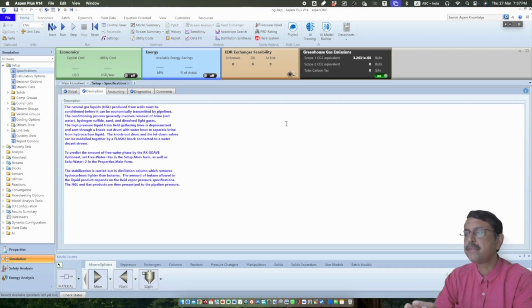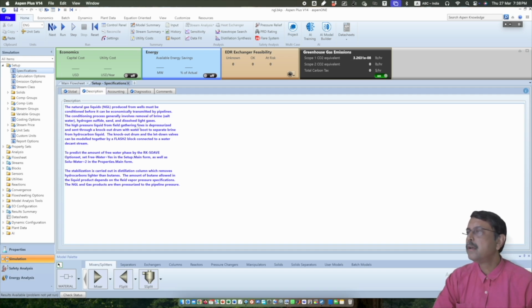Now this is very important. The NGL and gas products are then pressurized to the pipeline pressure, and we all know wherever there is a pressurized thing, there is a chance of explosion, and especially when there will be some natural gas or any petroleum product, the chance of explosion and chance of hazard is very high, and there we have very good opportunity to do a good safety analysis.